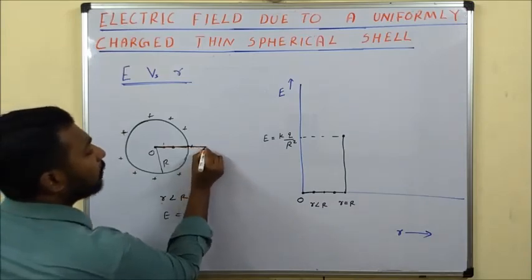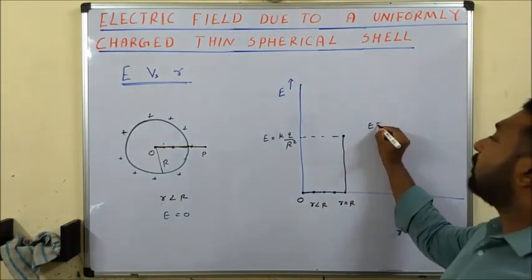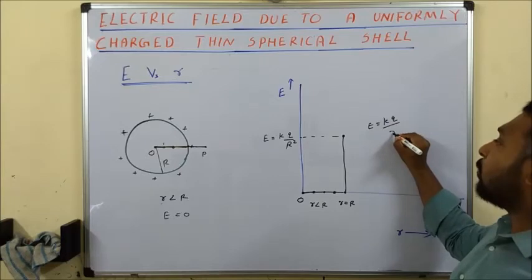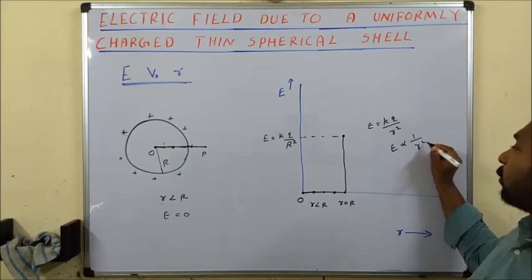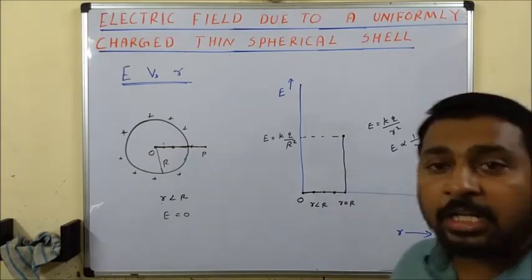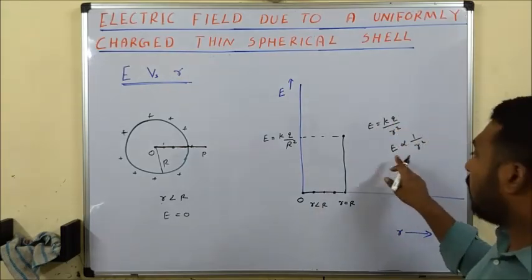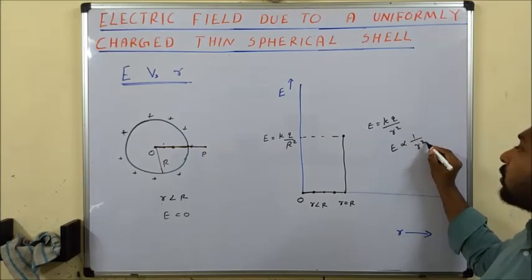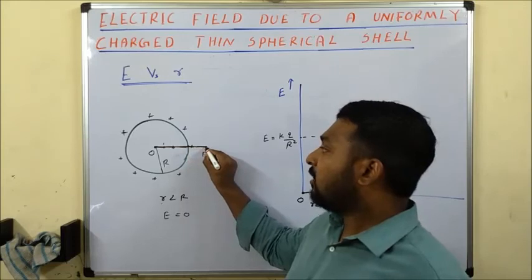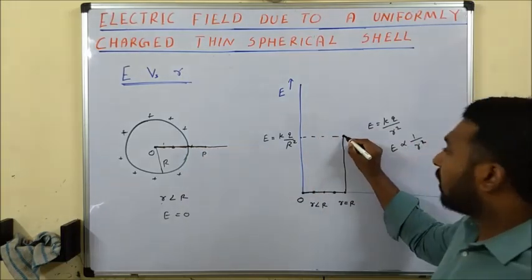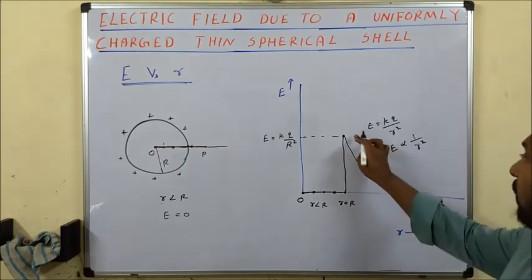Now, let's go outside. I'm going to consider the point outside. When outside, we know the formula is E is equal to KQ by small r square, or also we can say that E is proportional to 1 by r square. So when the distance increases, electric field is decreasing, because they are inversely proportional. Electric field is inversely proportional to the square of the distance. So when I am increasing the distance anywhere outside the shell, the electric field will decrease.